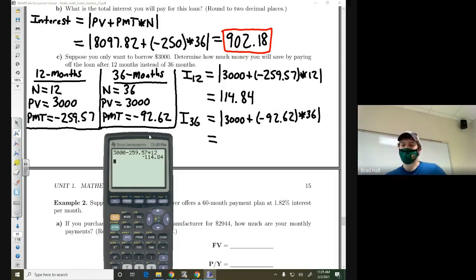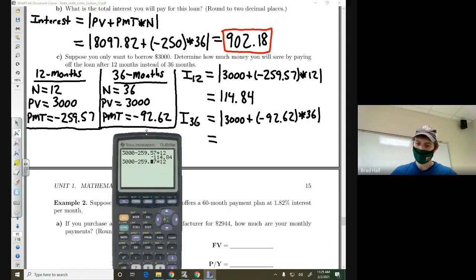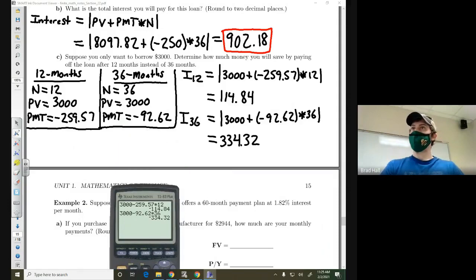Now, what about if I paid this off in 36 months? How much money would I have paid in that situation? 92.62 times 36. I would have paid 200 more, 234.32. So that's how much more money I would have paid if I had paid in 36 months instead of 12 months. Or that's how much money I saved by paying off after 12 months instead of 36 months.